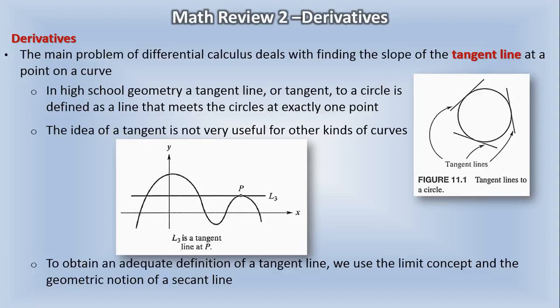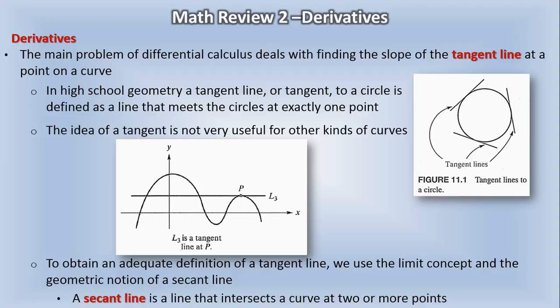To obtain an adequate definition of a tangent line, we use the limit concept and the geometric notion of a secant line. I'm not going to go over limits here because it's beyond the scope of what I can cover. But it's something that you did cover in your introductory calculus courses, and it is the basis for what we do. But I will generally go over how it's related to the derivative. So a secant line is a line that intersects a curve at exactly 2 or more points.